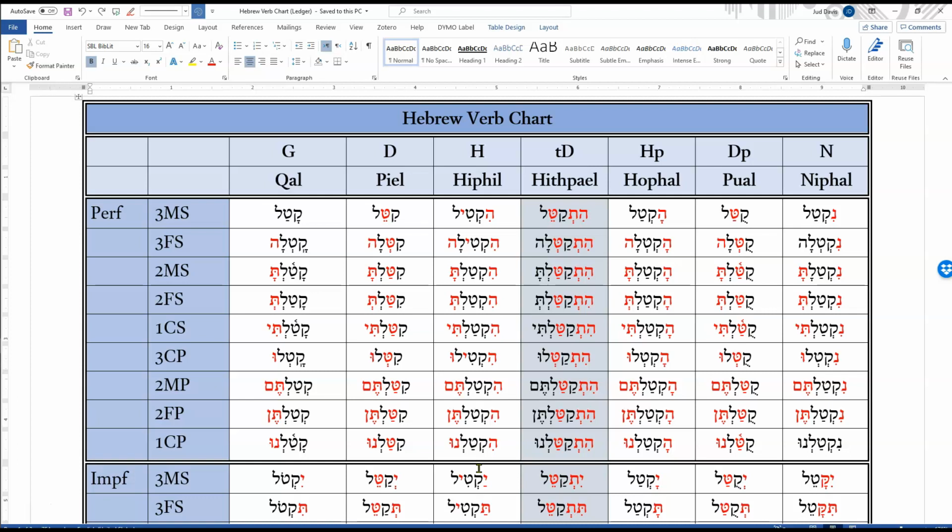These are the most common names. Every now and then you'll see it written this way: the ground stem, the doubled stem, the H stem, the hithpael doubled, because you double the middle radical, and you double the middle radical here. The passive causative, the passive intensive, and the passive. Question?